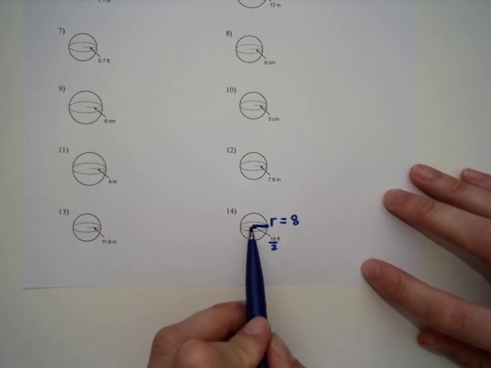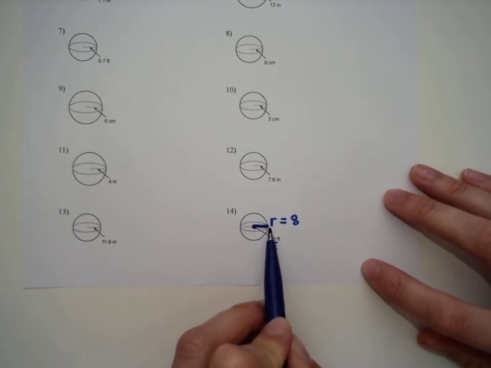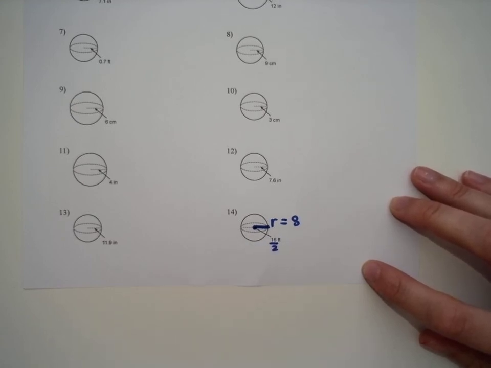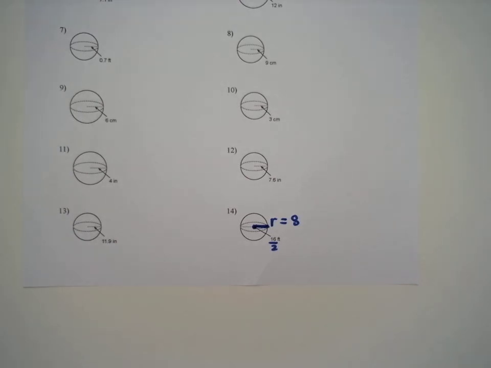Okay, so be careful if it goes all the way across. If it gives you the diameter of the circle, you have to cut that in half and determine the radius. And then it's exactly what we did to find the volume. Okay, go ahead and complete your assignment.